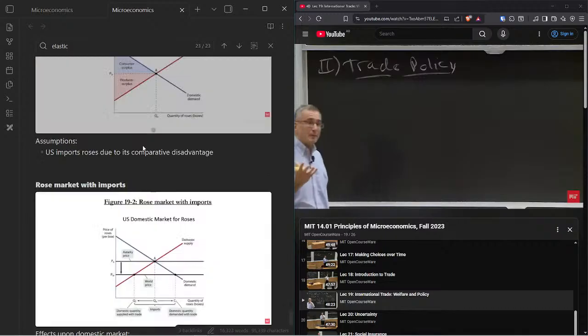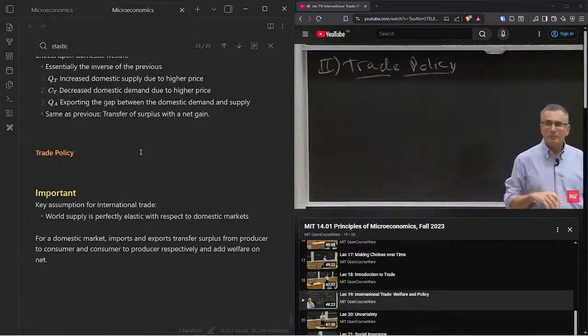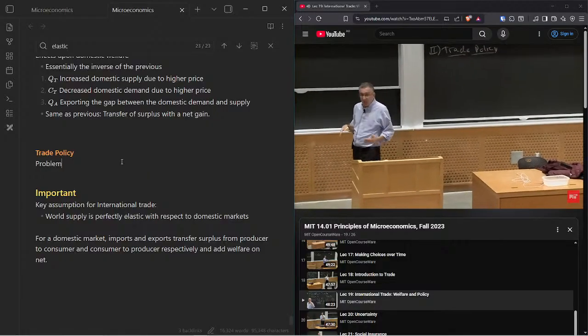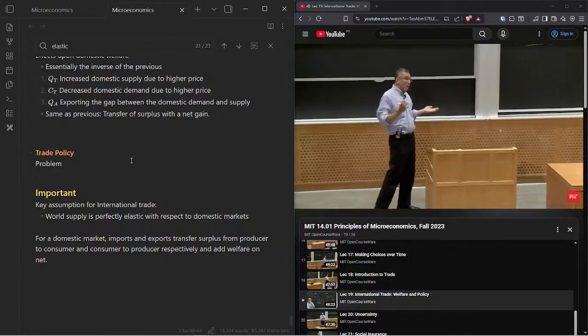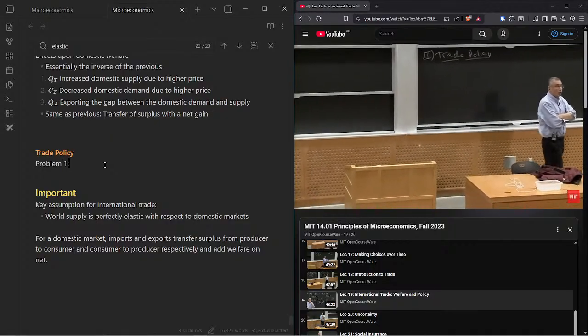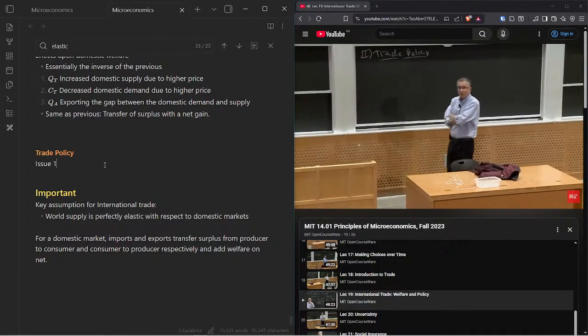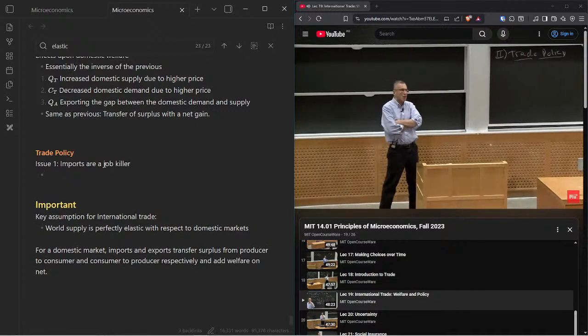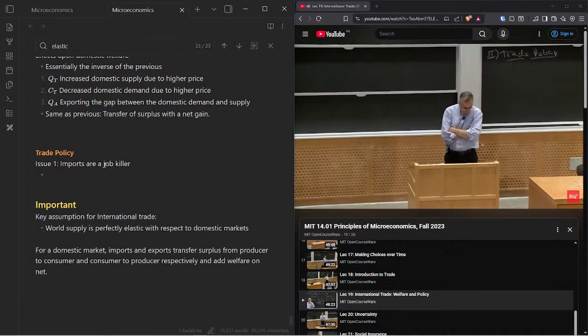Let's start with the simplest case. Imports are a job killer. Why are imports a job killer? Because since we are growing more roses in Colombia and fewer here, producer surplus is down, fewer roses are grown in the US, so fewer rose workers are needed, so they get fired. There were presumably thousands of people employed in producing roses in the US who now no longer have a job, because we get them from Colombia.